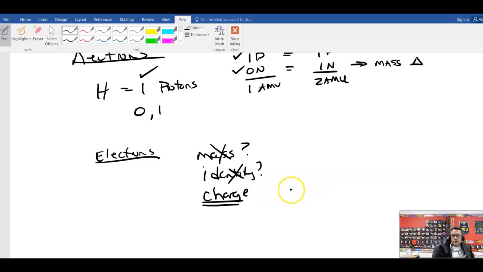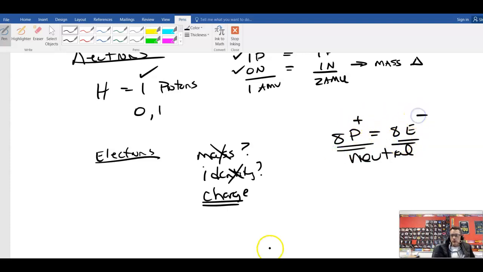If we add or remove electrons, then we're changing the charge of the atom. So very often we'll say that the number of protons, for example with oxygen, if oxygen has 8 protons, we would say that it has 8 electrons. That's going to be true if this is a neutral atom. In a neutral atom, the protons and electrons balance out because these are positive and those are negative.